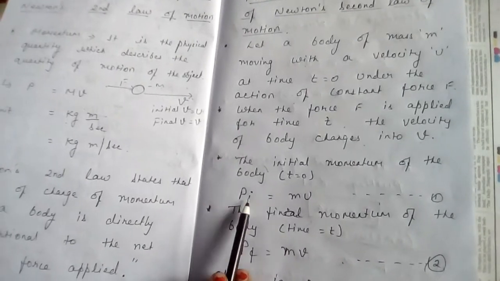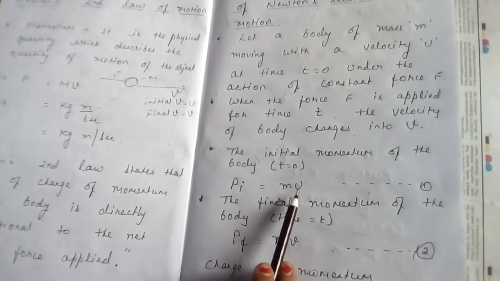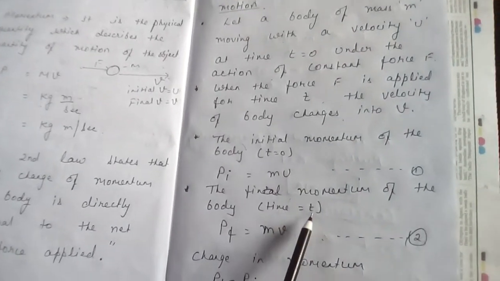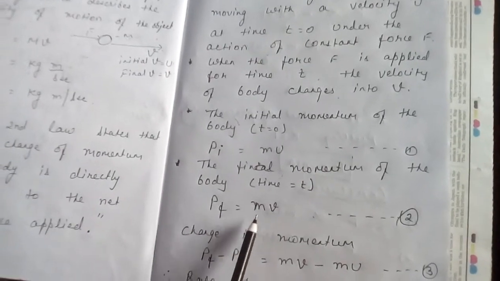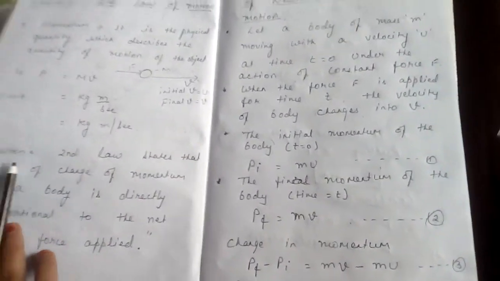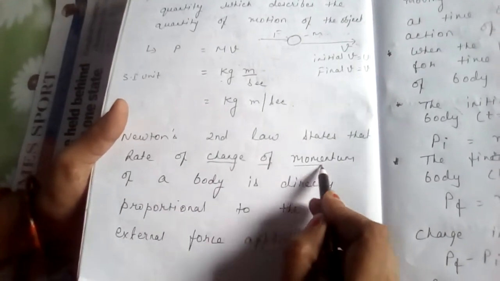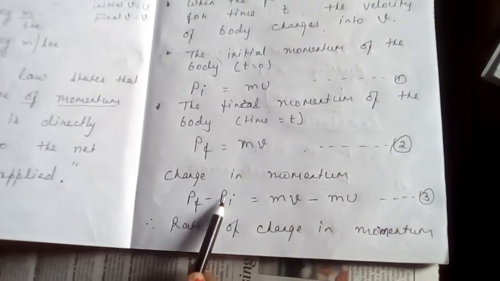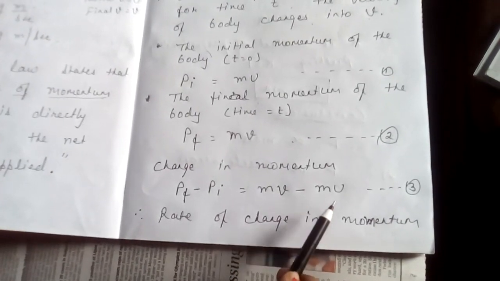Initial momentum, I have shown p i, initial momentum. So, it is equal to mass into initial velocity at time t equal to 0. At time t after some time, let the final momentum of the body be mass into final velocity. Now, students, you see here, Newton's second law states, first of all we find change of momentum. Change in momentum, p final minus p initial, that is final momentum minus initial momentum, mv minus mu.